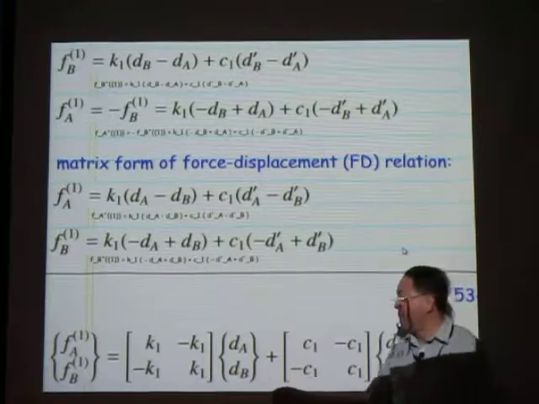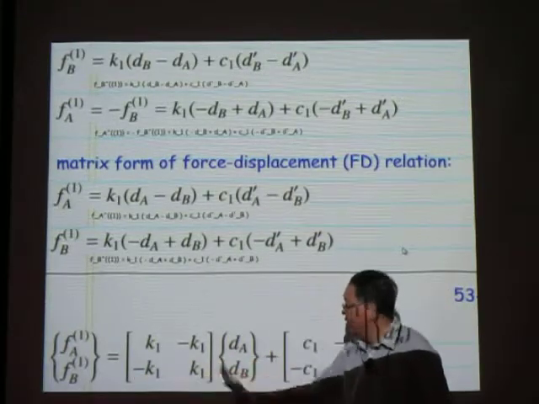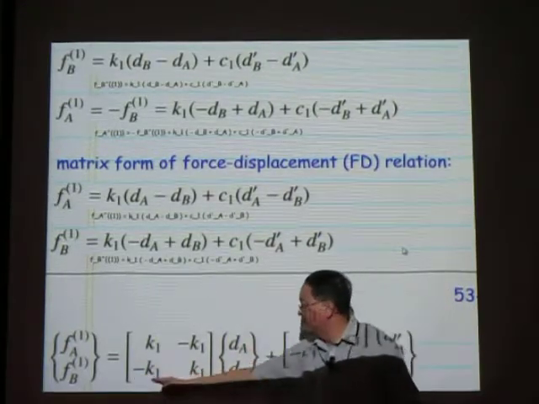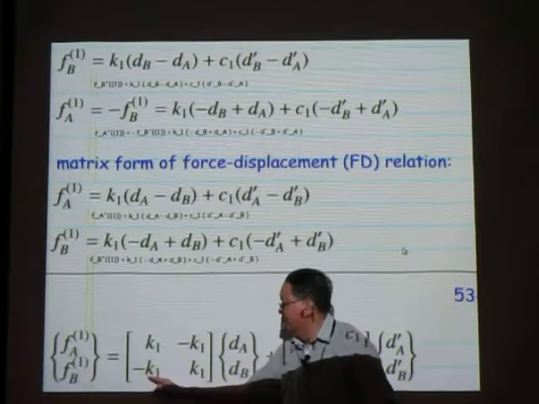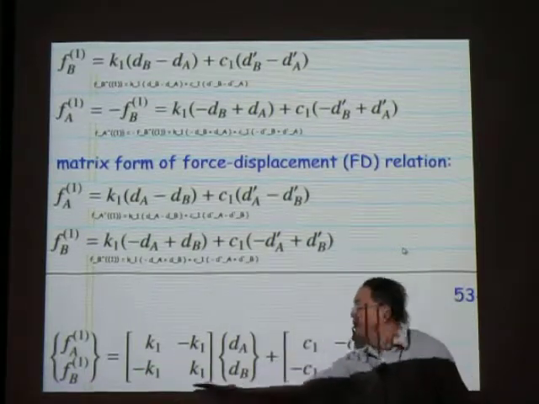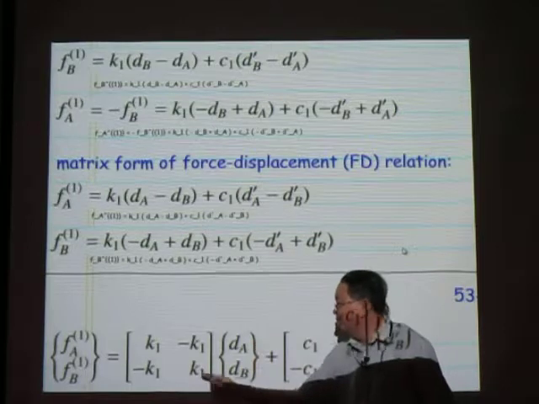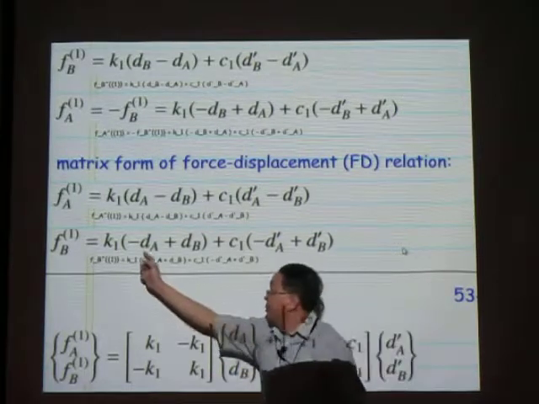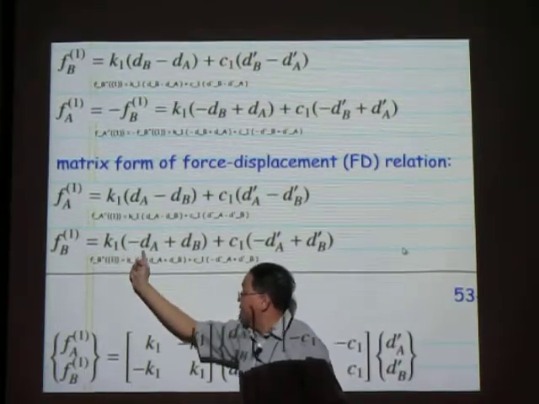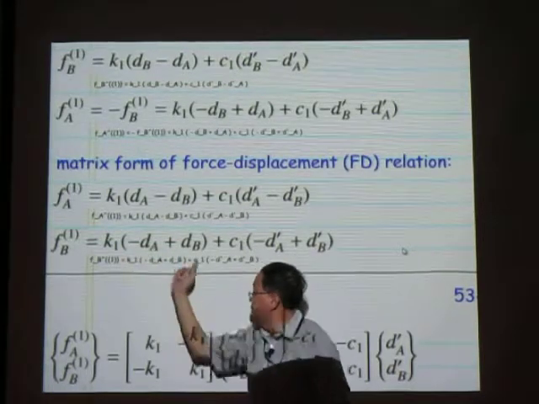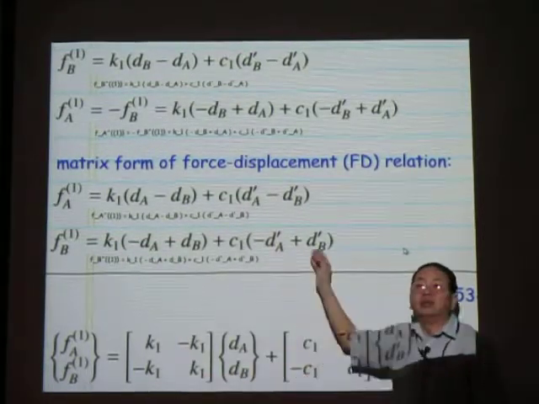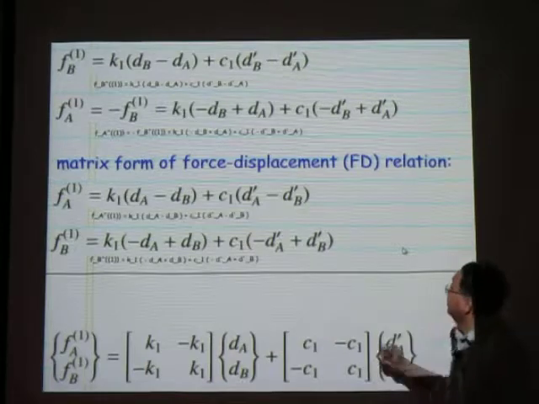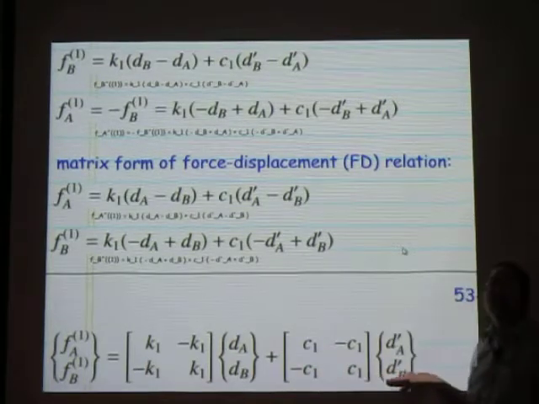Right? One more time. Let's take this second row here, multiplied by this column, for FB, the first term, the spring force: minus K1 times dA plus K1 times dB. Minus K1 times dA plus K1 times dB. Checks out. And then the second term you can verify.